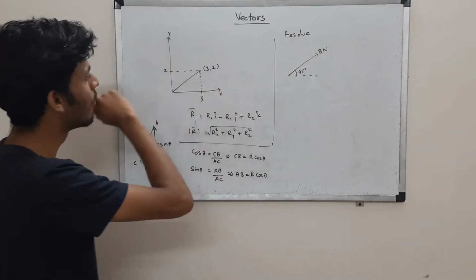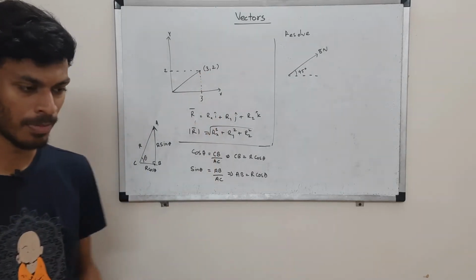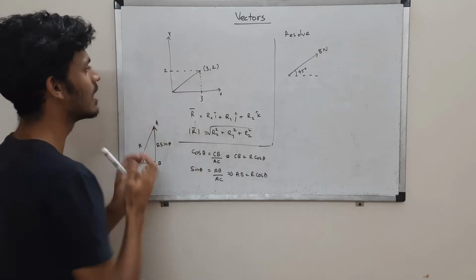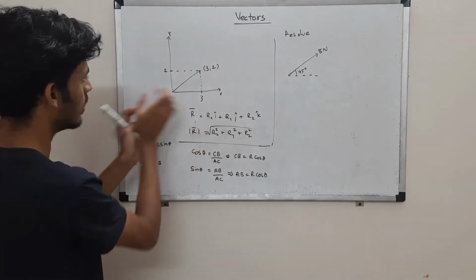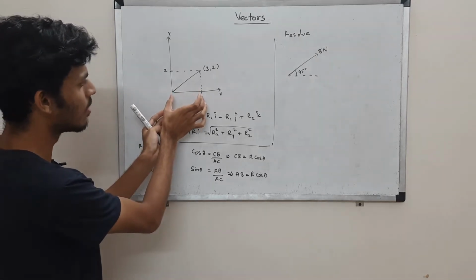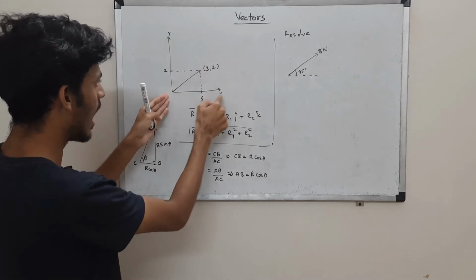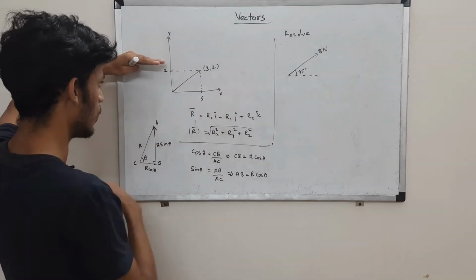Suppose we have a point like this, point 3, 2 in the Cartesian plane, on the x and the y axis. The point is 3, 2. So what does this mean? This means that the distance from the y axis, or the intercept on your x-axis, is 3 and the intercept on your y-axis is 2. So it's 3 comma 2, right?